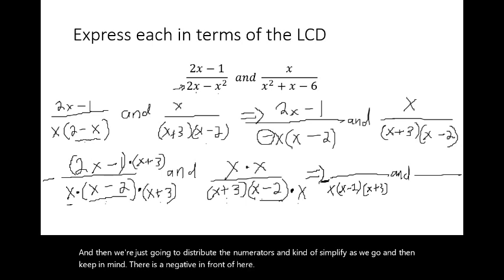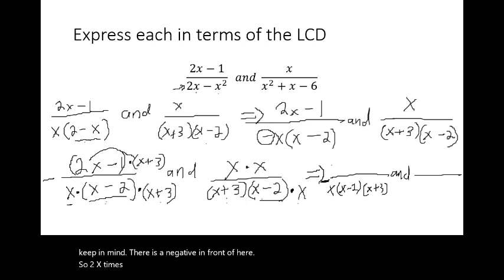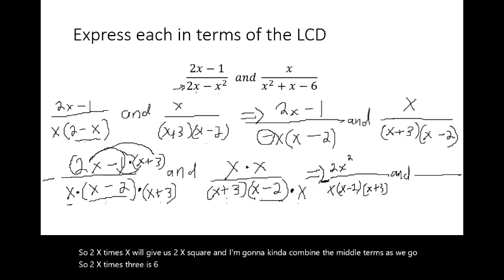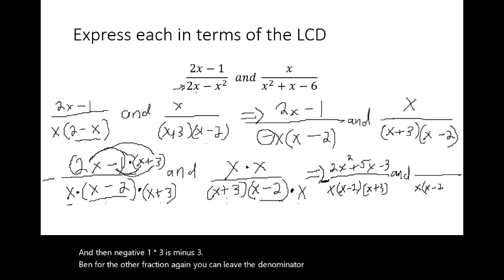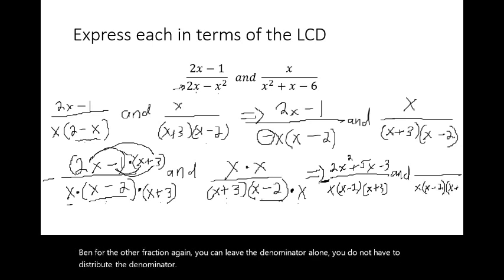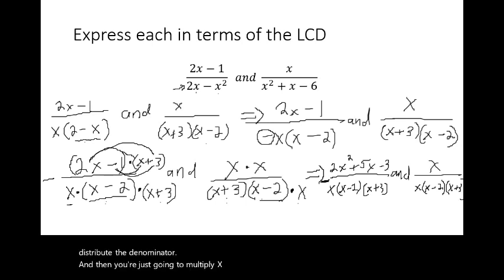So 2x times x will give us 2x squared. And I'm going to kind of combine the middle terms as we go. So 2x times 3 is 6x, minus 1x will give us plus 5x. And then -1 times 3 is minus 3. Then for the other fraction, again, you can leave the denominator alone. You do not have to distribute the denominator. And then you're just going to multiply x times x, which is x squared. So this is what these two fractions look like expressed with a common denominator.